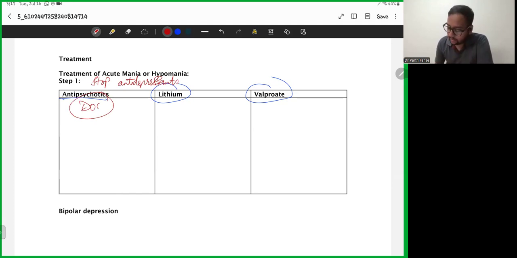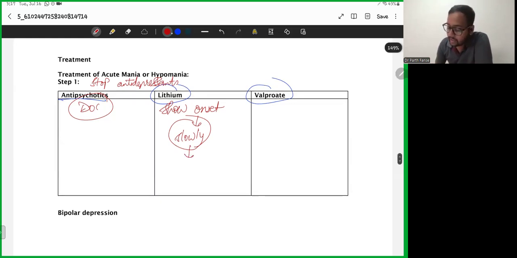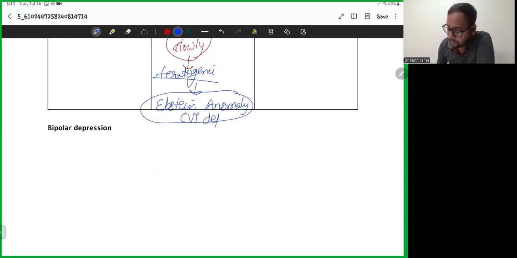Okay, and you can use lithium, but it will show onset very slowly. Lithium will have the effect, but in a later half. So you have to start antipsychotics because they show onset in a very short time. Lithium has one side effect: it is a teratogenic drug. And what is its teratogenicity? Ebstein anomaly, which is a CVS defect.